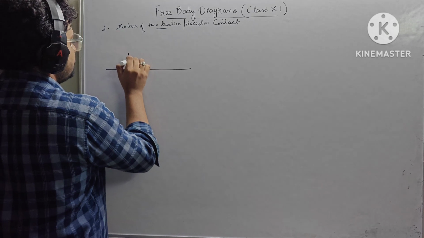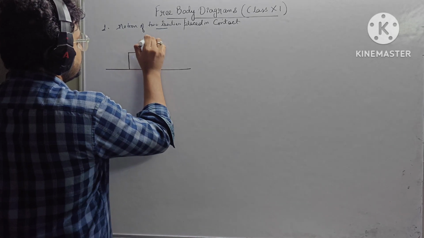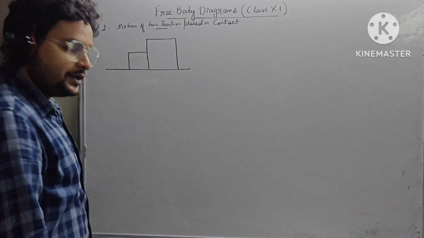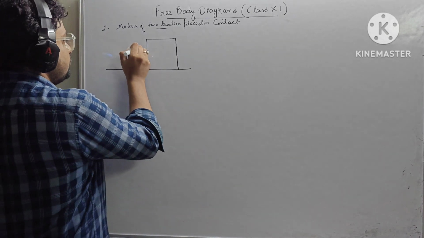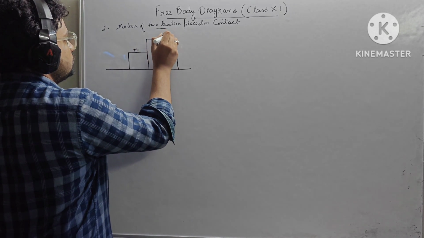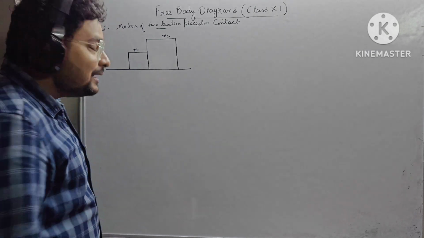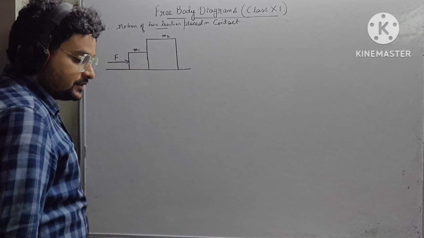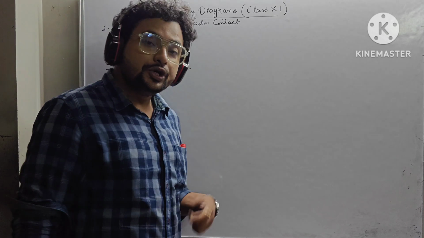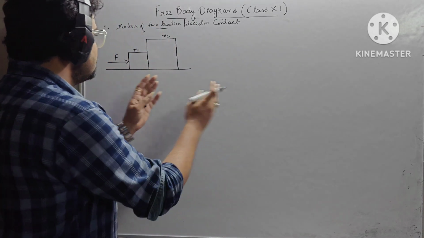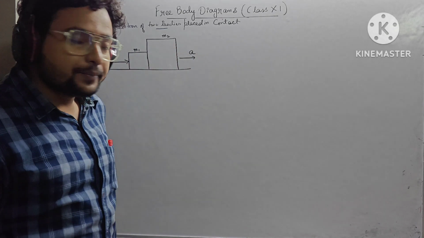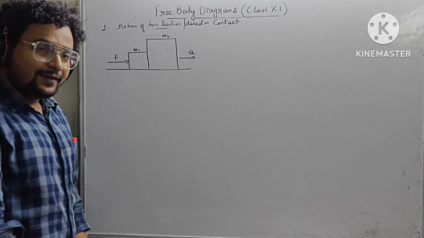So this is one body. This is one more body. Suppose this is M1 and this is M2. I am applying a force in this direction, which produces an acceleration in both the bodies along this direction. Right? Okay. At first, we have to draw the free body diagrams.